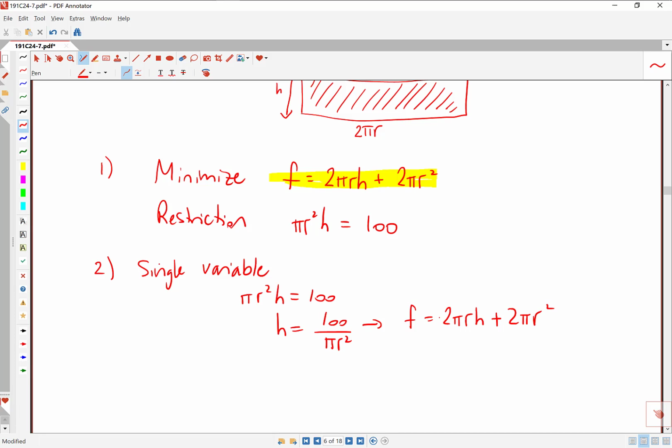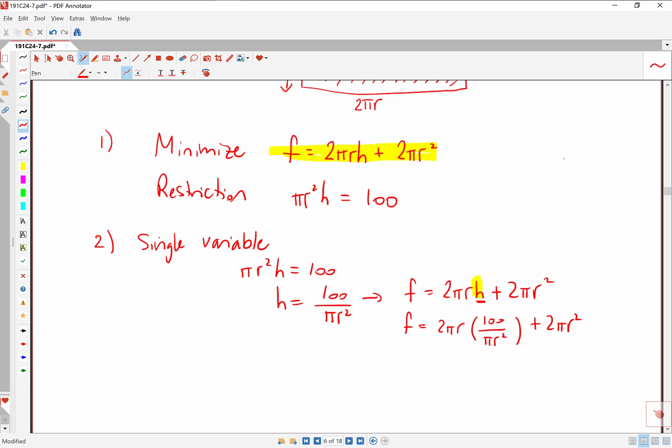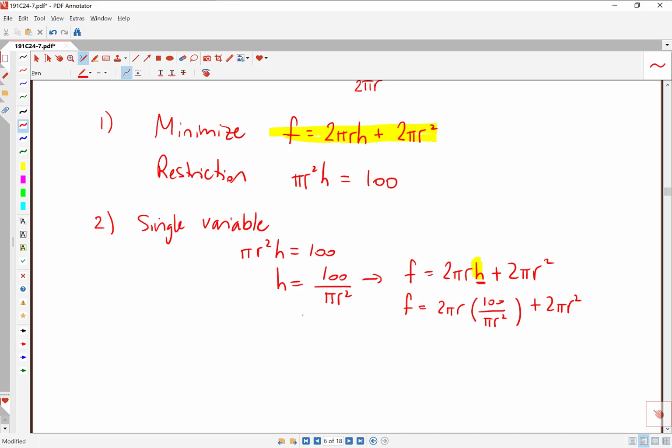So I'll just write down what f looks like. It's 2 pi rh plus 2 pi r squared, and let's replace that h here. So we get f equals 2 pi r times 100 over pi r squared plus the 2 pi r squared. Okay, so let's see if we can do a little bit of cleanup here.